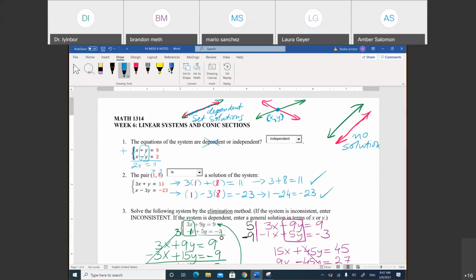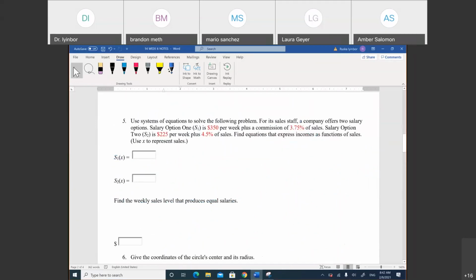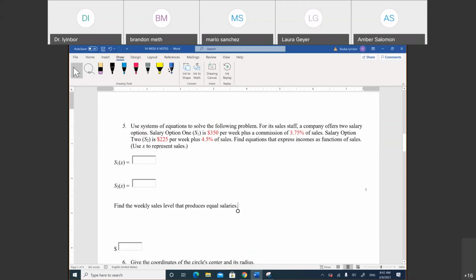So let's go ahead and do the application. We have one more, number 5, which is like a word problem. And we're gonna do this. I'm gonna read it first, and then you're gonna solve it using system of equations. So let's see. We have to solve this problem. So the question is, for each sales staff, a company offered 2 salary options. So think about, you're selling something, cars, houses, doesn't matter, you're selling something. And they offer you 2 options.